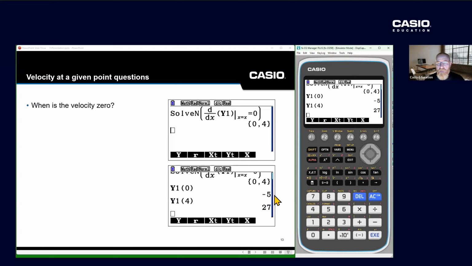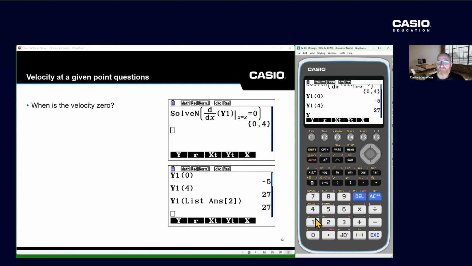There is something else that you can do just to demonstrate how effective the handset can be. These values, 0 and 4, are quite nice to enter and replicate. But what if they were decimals? Or even surds or something? It's difficult to say what's y1 of my value.